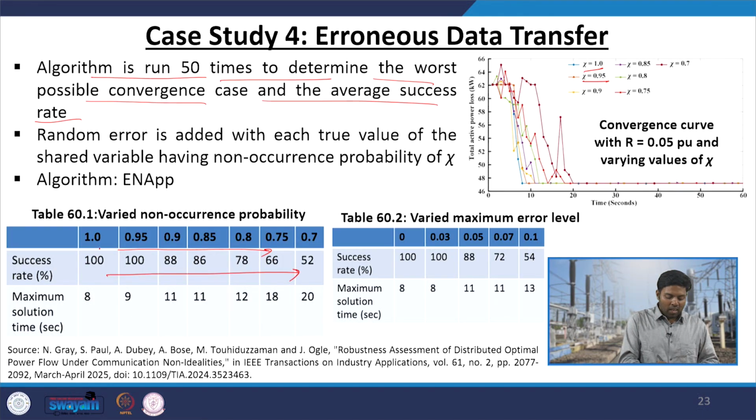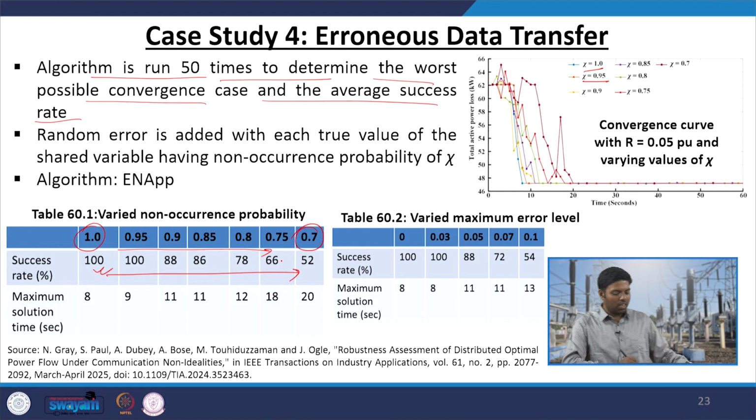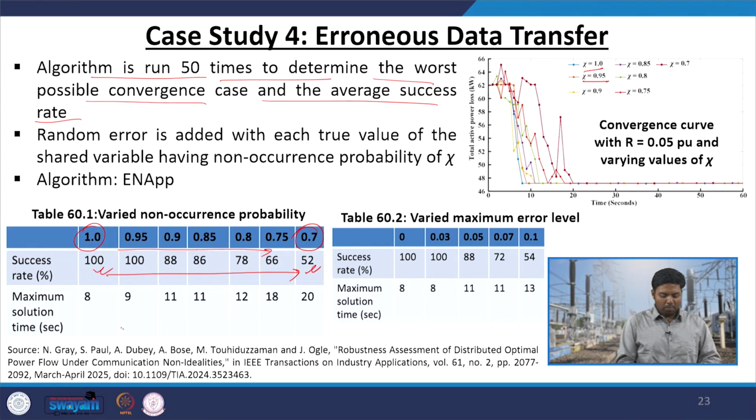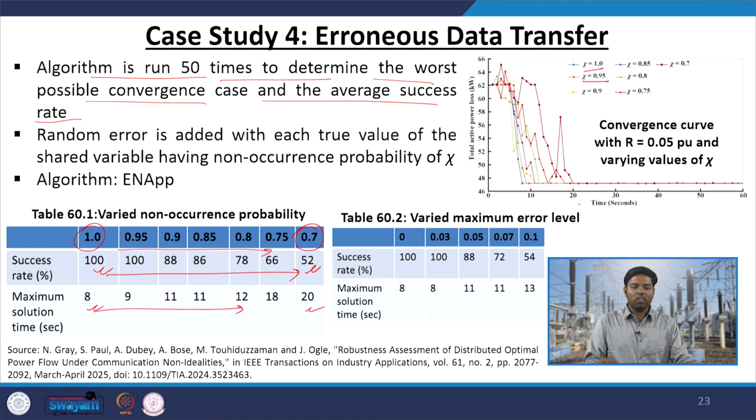That means if it is 100% at one, with only 70% non-occurrence probability your success rate has been reduced to 52%. The maximum solution time has also increased from 8 seconds to 20 seconds, which you can see from the convergence curve as well. The spikes come when you incur an erroneous value with very high amplitude. It deviates your convergence to a significant value, and then it has to come back, and that takes more convergence time.